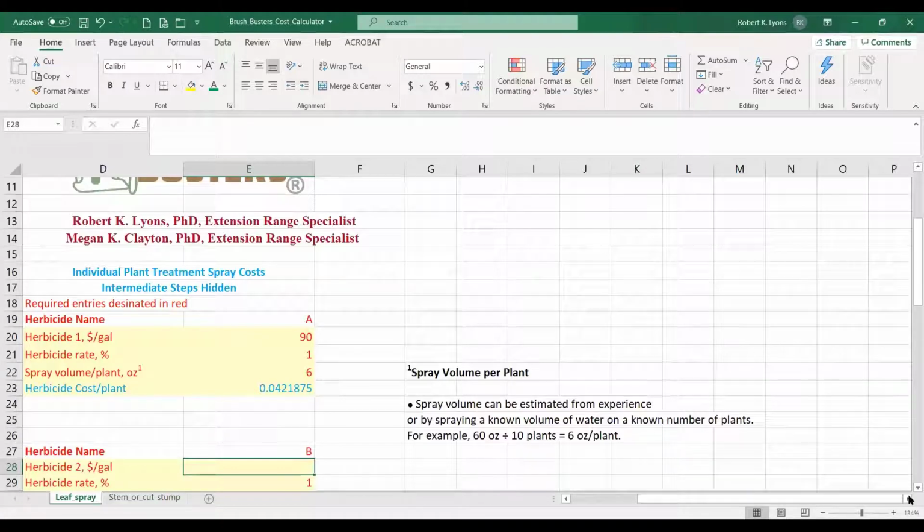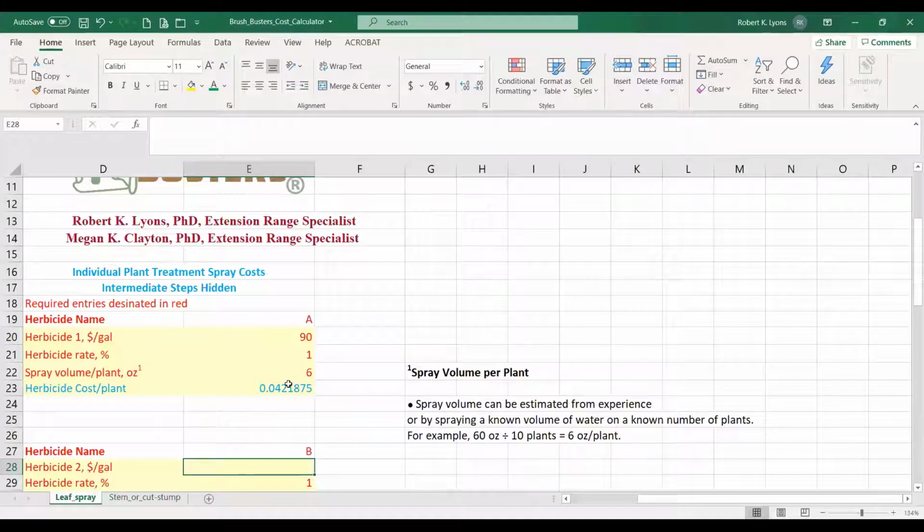On the screen here, we're showing required entries designated in red. It'll look different in the app. I'm not sure exactly what it's going to show, but you'd enter the herbicide name, and that's really for the user's benefit, because this job or case can be saved and you can pull it up later. So whatever herbicide name, say it's Tordon or Sendero, you enter that name, and then you enter the cost per gallon, so dollars per gallon. And then you enter the herbicide rate, which in this case is 1%.